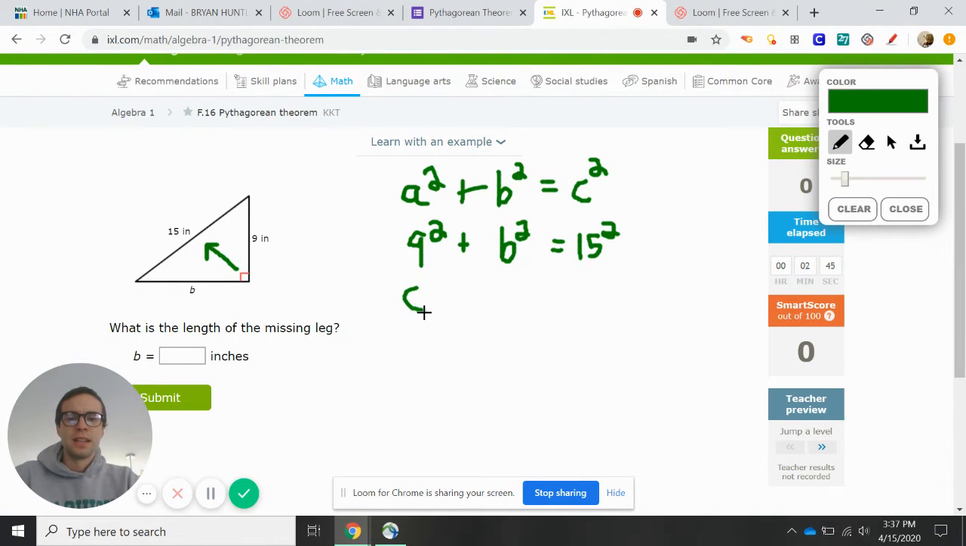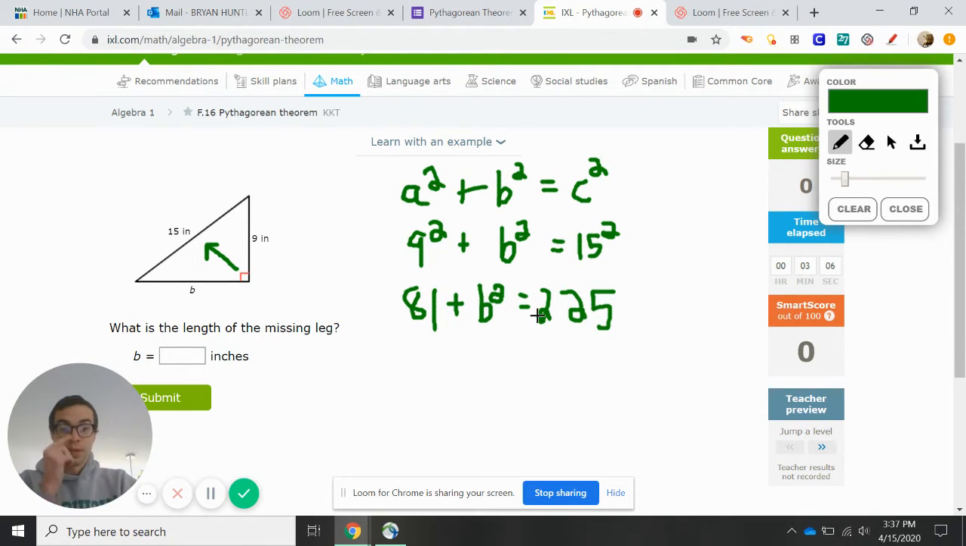9 squared, 81, plus B squared, we don't know what that is yet, and then equals 225. That's 15 squared. So it's really just saying 15 times 15. That looks weird. All right. And then at this point, we have to try to get this variable by itself. So it just ends up solving equations.